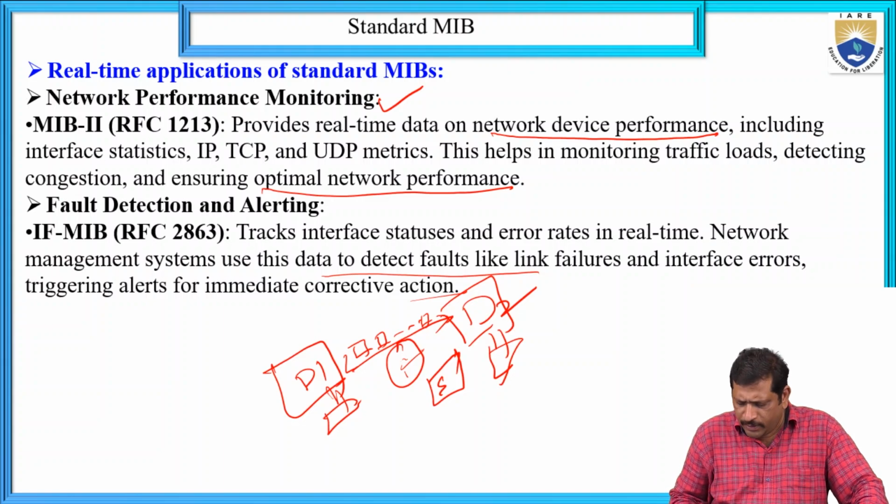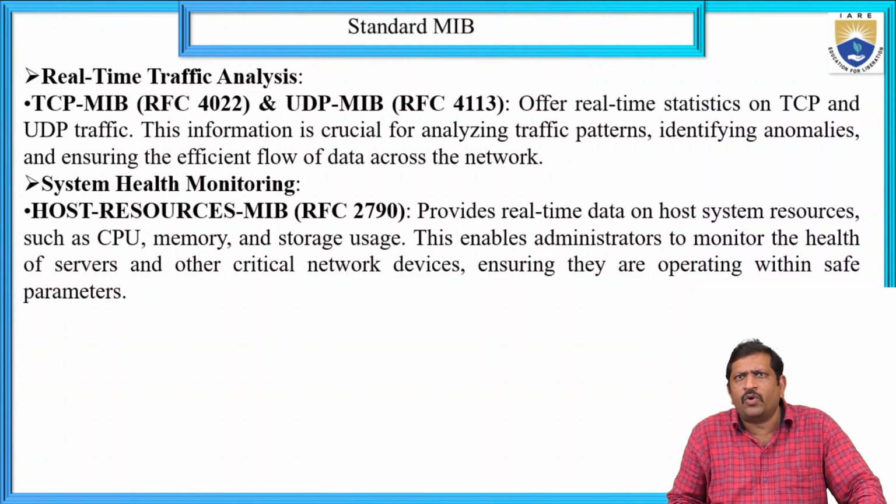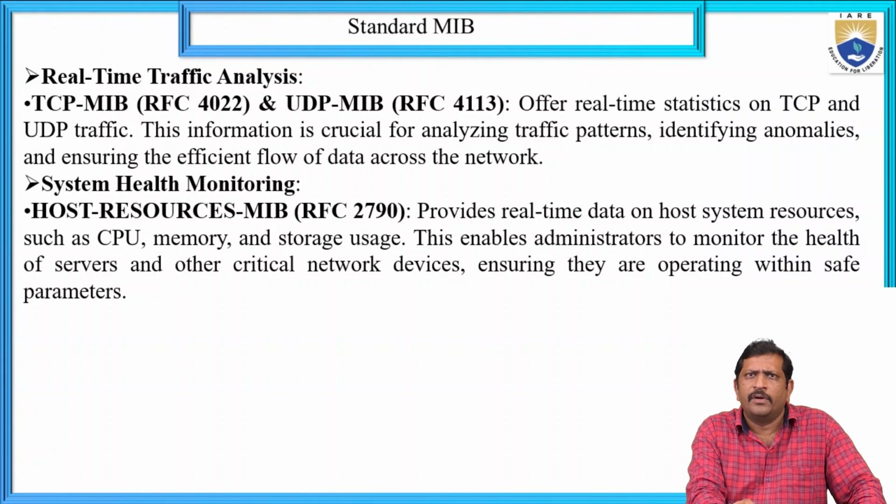This is the protocol here. So we can monitor and manage data transmission and real-time traffic analysis. Real-time traffic analysis can be done with the help of the standard MIBs, which are TCP MIB and UDP MIB. These provide real-time statistics on TCP and UDP traffic. For example, traffic signaling is a real-time application. In traffic signaling, we can analyze how the time can be categorized.